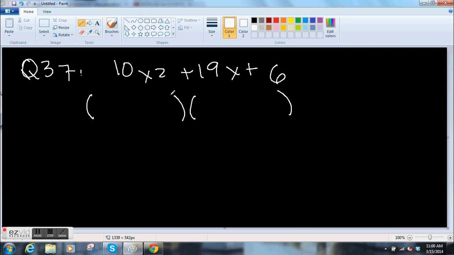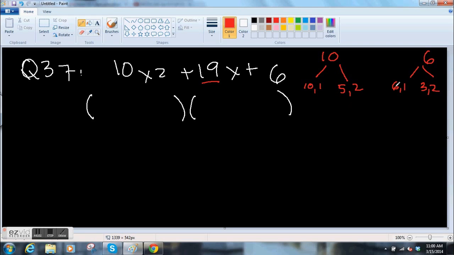So we want to figure out what times what is, we're going to get this plus 19 with 10 and 6. So you have 10 up here, 6 over here. 10 could be either 10 and 1, or it could be 5 and 2. This is sort of how I think of it. 6 could be 6 and 1, or it could be 3 and 2. And we're looking for the magic combination that's going to give us 19.